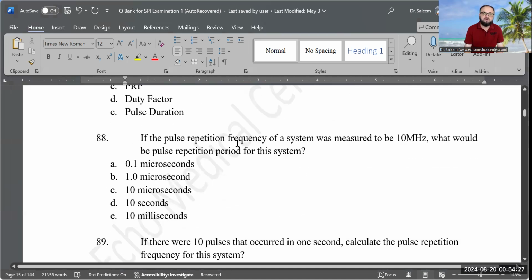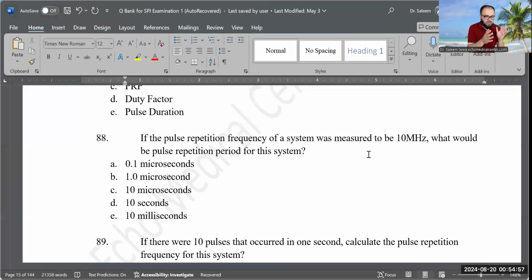If the pulse repetition frequency, or PRF, of a system was measured to be 10 megahertz, sorry, what would be the pulse repetition period for this system? So what do you think? If your PRF is 10 megahertz, we had the formula earlier. If you have a PRF, to calculate the PRP, it is 1 over PRF.